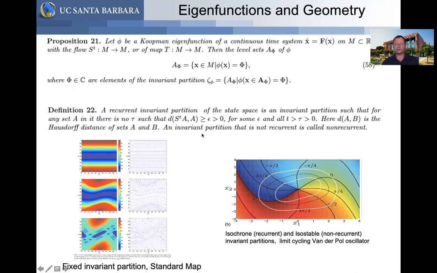So there are really two types of partition that are of interest. For measure preserving systems, recurrent invariant partitions are interesting. These are invariant partitions such that for any set A, there is a time tau such that the distance between A and its image under the flow is not bigger than or equal to epsilon, bigger than 0, for some epsilon, and all t bigger than tau bigger than 0. And then an invariant partition that is not recurrent, we are going to call non-recurrent. So the recurrence really means that an initial set A always comes close, in this Hausdorff distance, under the flow of the map, always kind of recurs. And the non-recurrence is the complement of that.